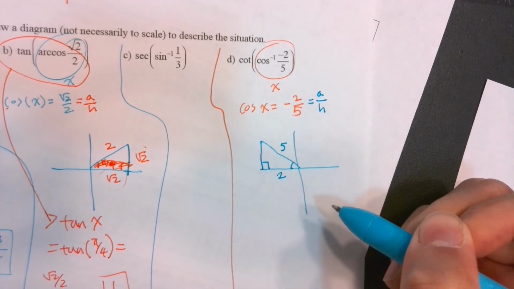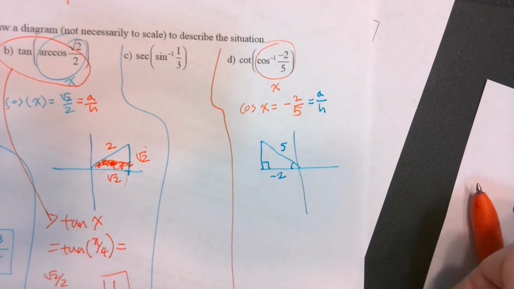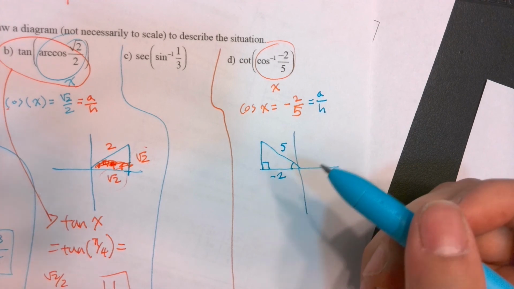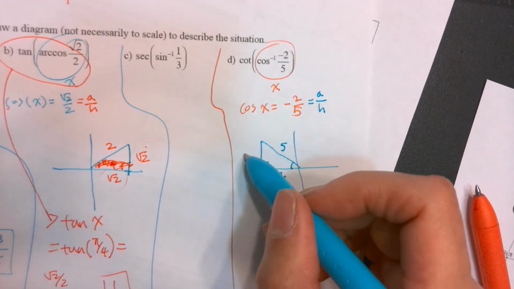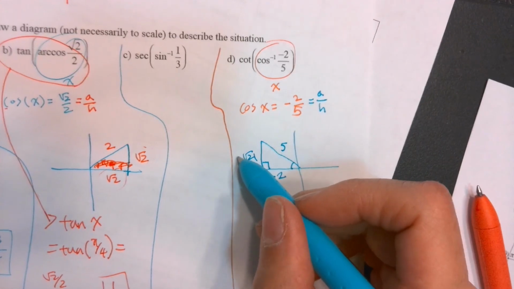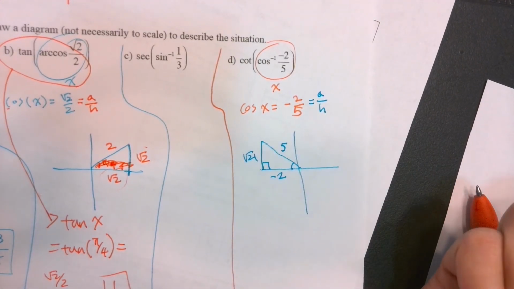Pause it for a second. Where would that negative go? Adjacent side. So I'm going to put that -2 over there. Using the Pythagorean theorem, find the other side. Square root of 25 minus 4, square root of 21. And be careful, check whether it's positive or negative. On this one, it's going to be positive since it's a positive y value.